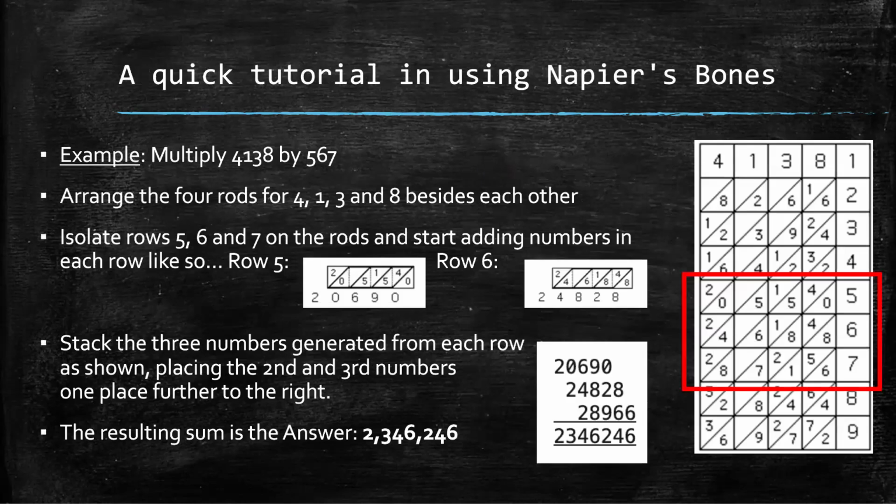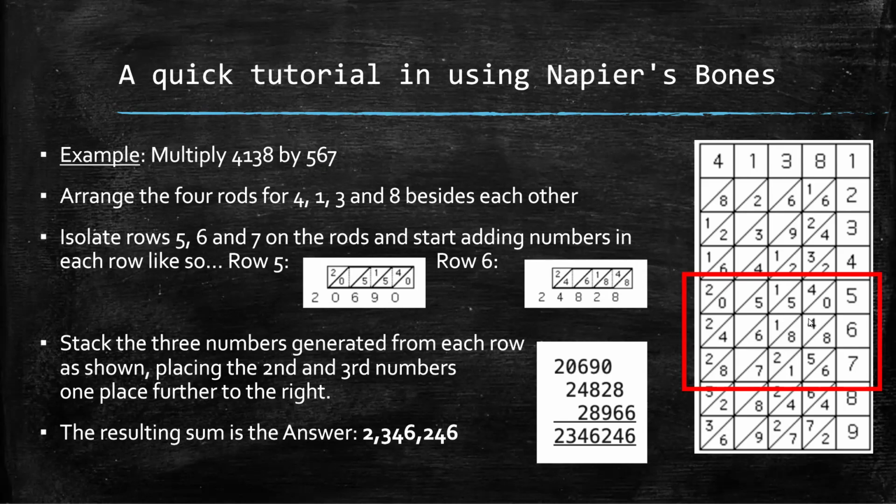So as an example, we can multiply 4,138 by 567, and how we would do this with Napier's rods, we would first arrange the four rods 4, 1, 3, 8 in this order from left to right beside each other, and we would then place the multiplier rod adjacent and to the right of these rods. We would look at what are the digits in our multiplier, which are 5, 6, and 7. So we would isolate the 5, 6, and 7 digits in the multiplier rod, as we will only be working with these rows.